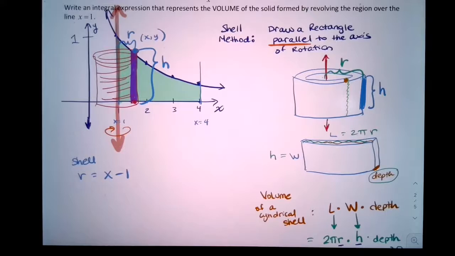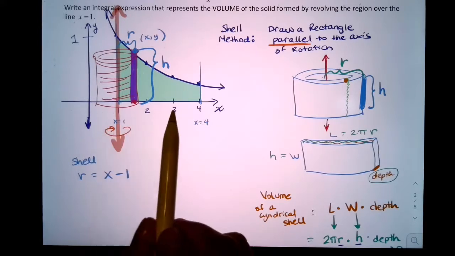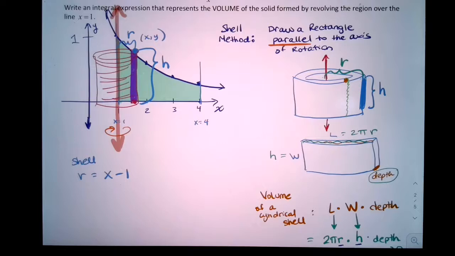It depends on where you draw it, and it's the x coordinate minus 1. It has to be in this order. You can't write 1 minus x, because 1 minus 3 is negative 2. That would be the wrong order. Subtraction order matters, and so it's very, very important that you write it that way.